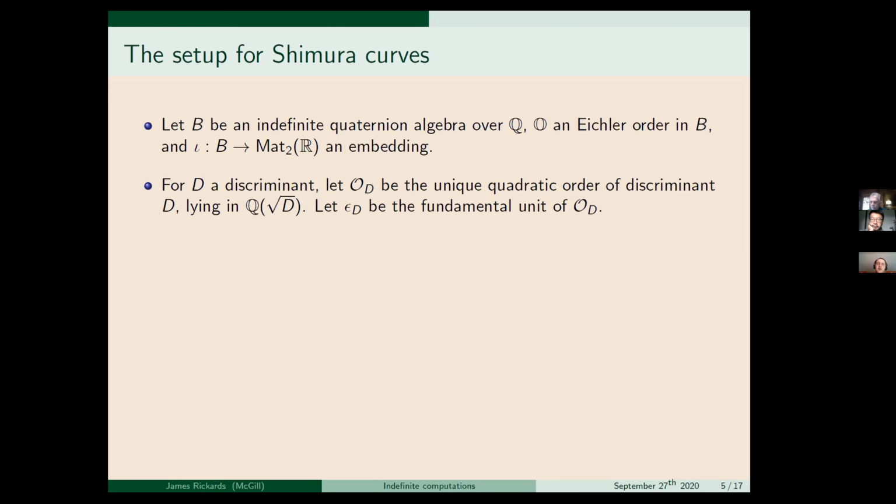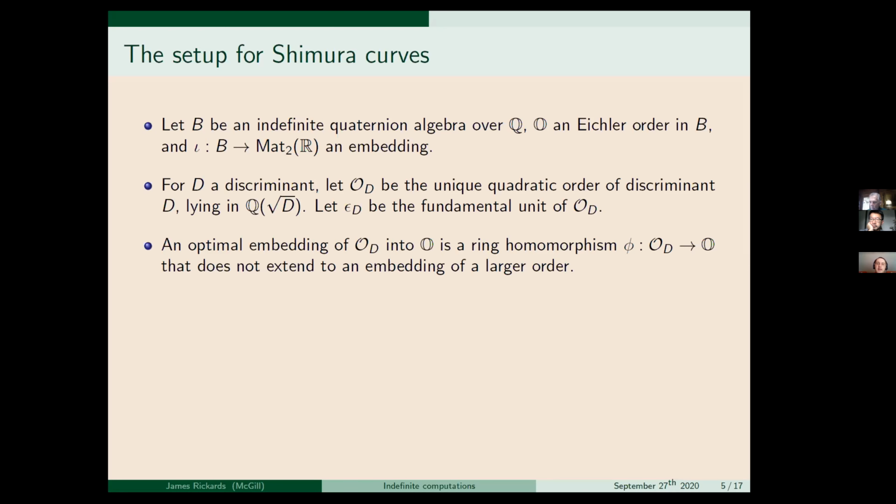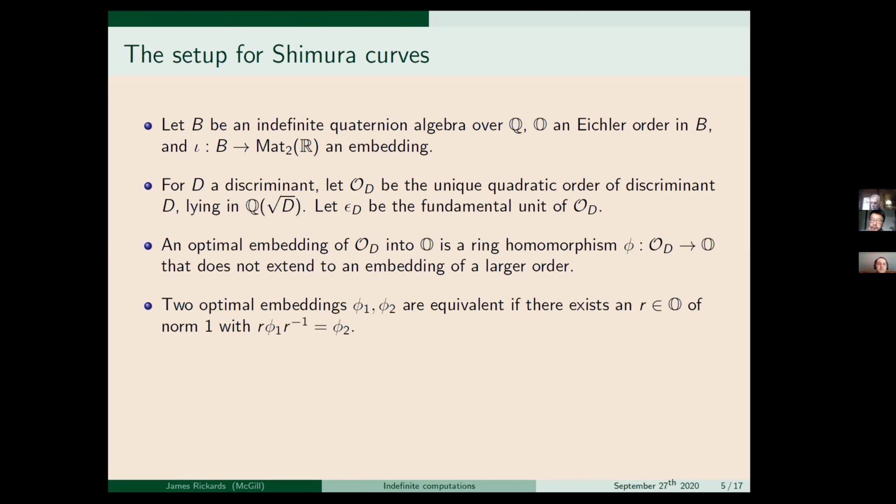So if D is a discriminant, you let O_D be the unique quadratic order of discriminant D, and epsilon_D the fundamental unit of this order. An optimal embedding is just a ring homomorphism from this order of discriminant D into the quaternion order. And the optimal part is that it doesn't extend to an embedding of a larger order. So if you just take D to be fundamental, for example, this is automatic. We're just studying ways to embed the quadratic orders into this larger quaternion algebra.